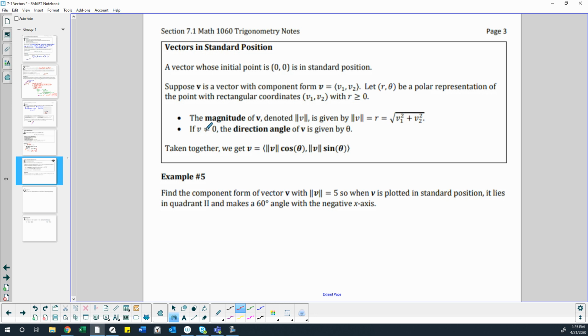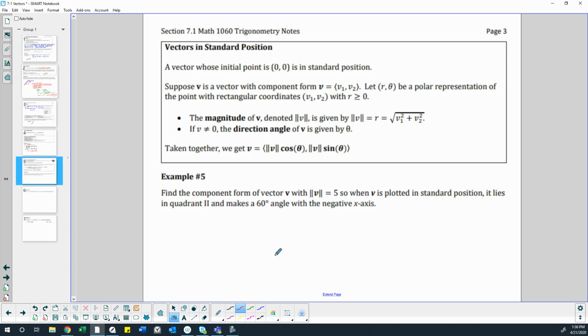Okay, so if v is not equal to 0, the direction angle of v is given by theta, and we can find our components by multiplying the magnitude of our vector times the cosine of the direction angle for the first component, and the magnitude of our vector times sine theta for the second component. Okay, let's go ahead and do example 5.